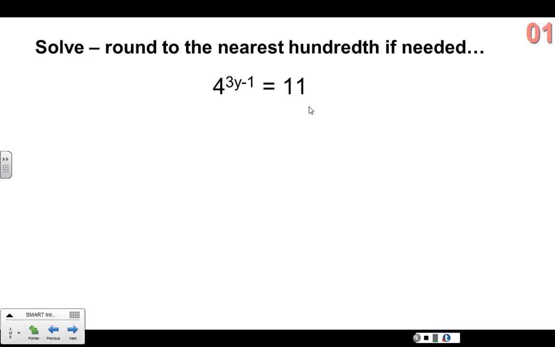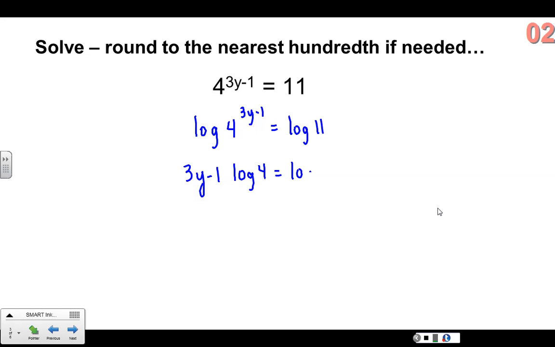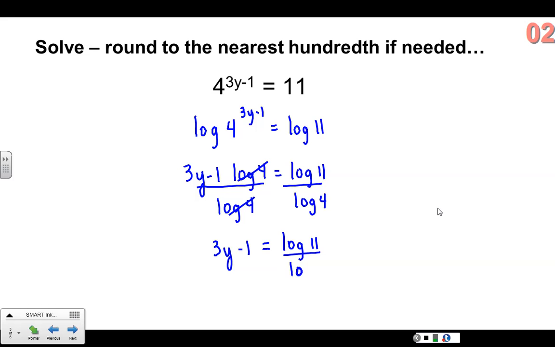4 to the power of 3y minus 1 equals 11. So I'm going to do the same thing. I'm going to take the log of both sides. I'm going to pull the power out front. We're going to divide by the log of 4. So I get 3y minus 1 equal to log of 11 divided by log of 4.